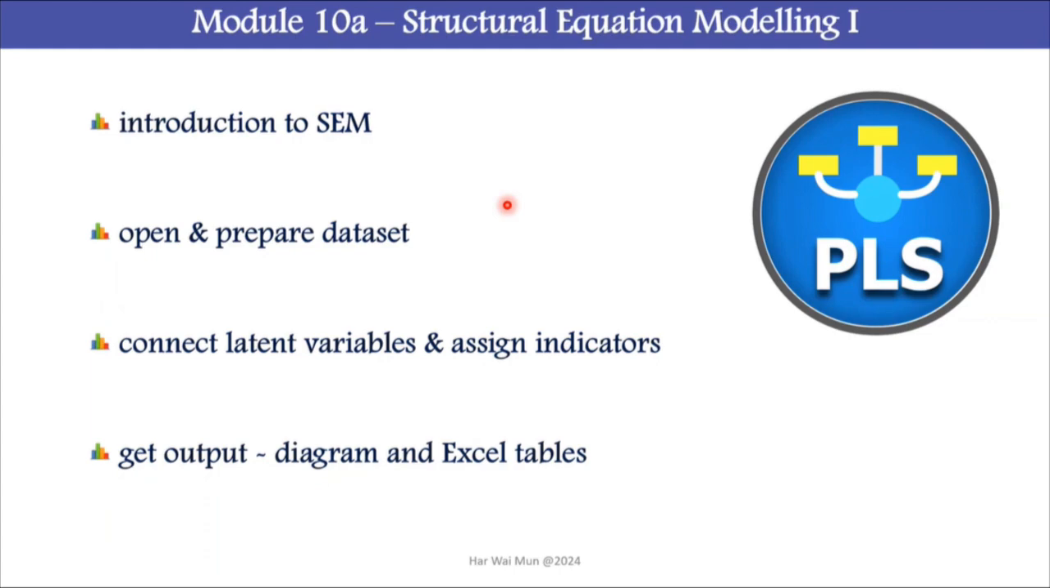You tell the starter, this one is a final data. So it's the same thing you do for partial least squares, Smart PLS. Then you connect the latent variables. For structural equation modeling, the term might be slightly different. In secondary data, we call them dependent variable or independent variable, but here we call them latent variable, and then indicator. Then you get the output and diagram for the first part.